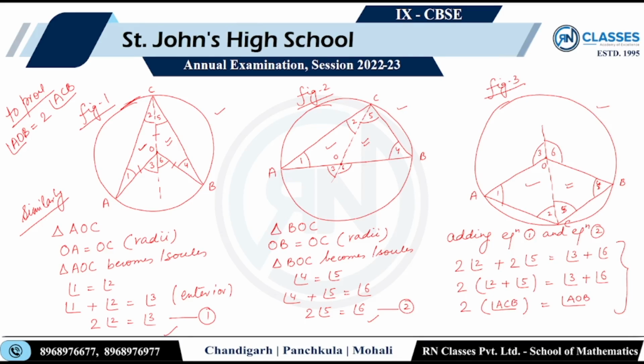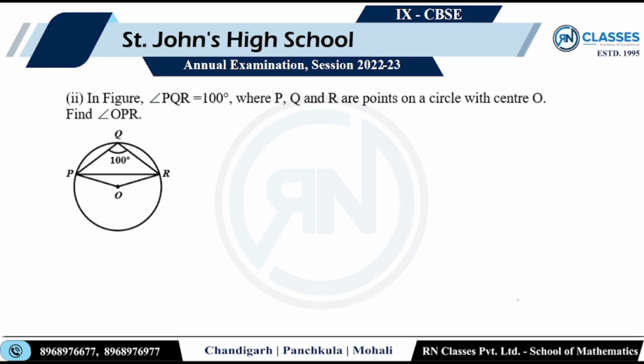But 4 marks only. A small question was also given. In the figure, PQR is 100. This 100 is given. PQR are the points on the circle and center O. I need OPR. This angle is needed.